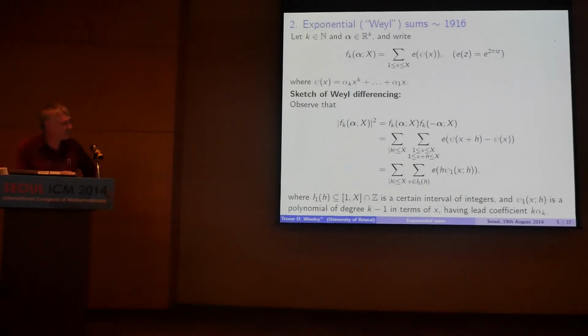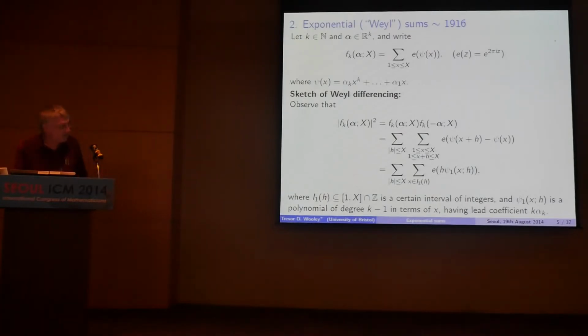If you square the absolute value of the exponential sum, you get the exponential sum times its conjugate. And you can rewrite this, really there are two independent variables here, in terms of a shift h of absolute value at most the length of the exponential sum, and then a sum over a set of variables sitting inside some subinterval of 1 up to x. And you get this difference of the values of this polynomial, a sort of difference operator. It's almost like differentiating the polynomial.